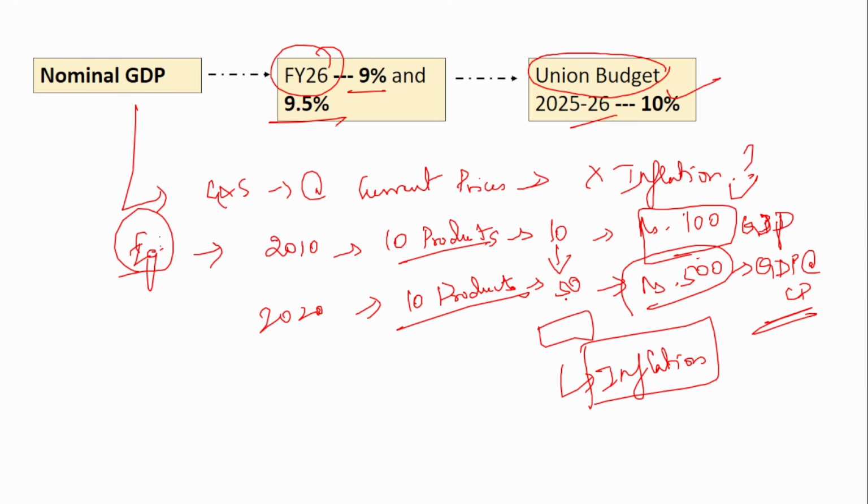Okay, remember, nominal GDP does not account for the inflation part, but the real GDP accounts for the inflation part. That is why if you see, the nominal GDP will mostly be higher than the real GDP. So here the nominal GDP, as per SBI projection, is between 9% to 9.5%, whereas Union budget projects 10%.